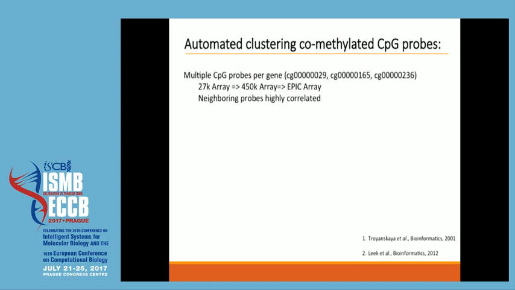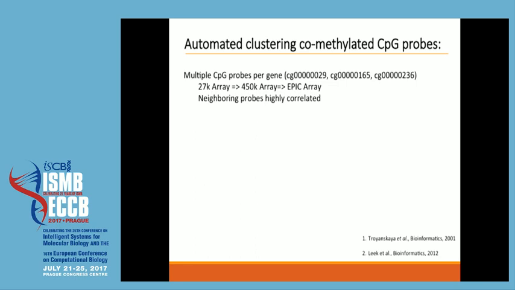There are multiple probes for each gene for DNA methylation data. With new arrays, you could have between tens to hundreds of CpG probes measuring methylation within each gene, within different regions of the gene. And neighboring probes tend to be highly correlated. This means that there's a lot of redundancy in the data, and your data matrix is really large.